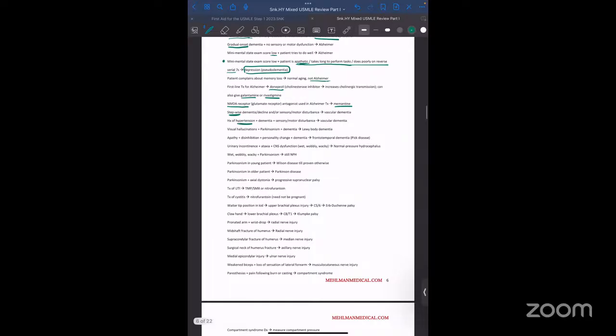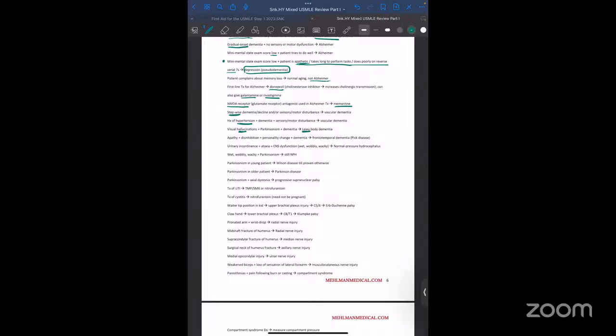History of hypertension in the stem plus dementia plus a sensory motor disturbance is also vascular dementia. Visual hallucinations plus Parkinson plus dementia is Lewy body. So plus Parkinsonism and dementia features.